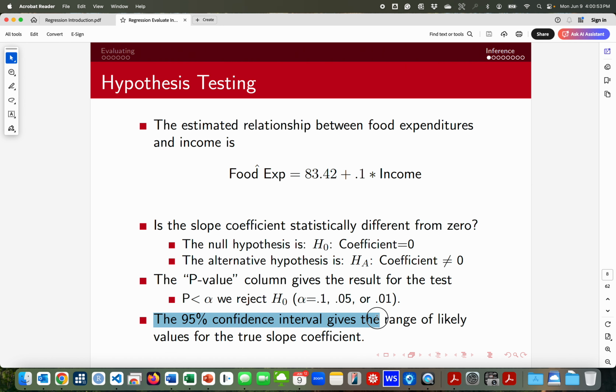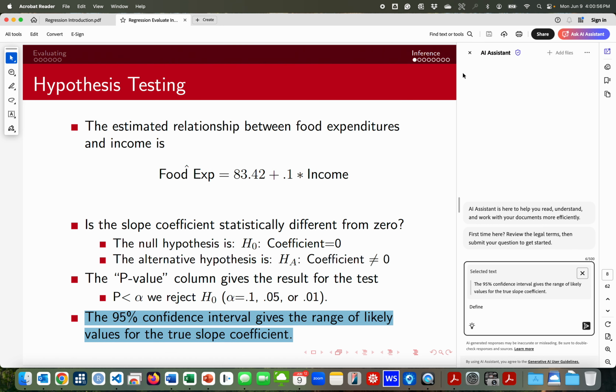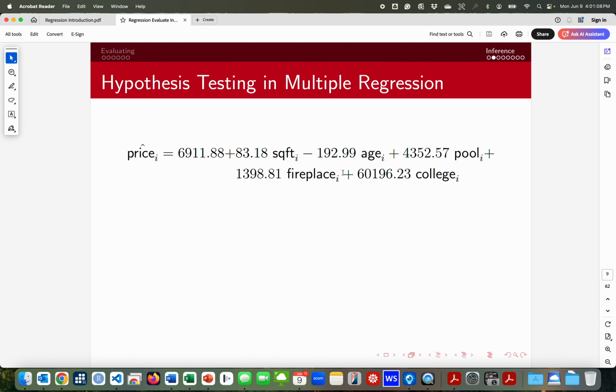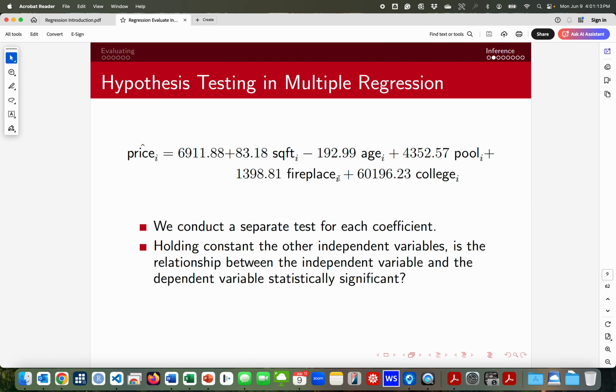You can also look at the 95% confidence interval, and that would allow us to test any hypothesis that we want, not just 0. But the p-value that it spits out is specifically for the null hypothesis that the coefficient is equal to 0. In multiple regression, we just have a separate hypothesis test for every coefficient. So we would test, is this coefficient different from 0? Is this coefficient different from 0? So there's a different hypothesis test for every coefficient, which is why you see a p-value for every single coefficient.